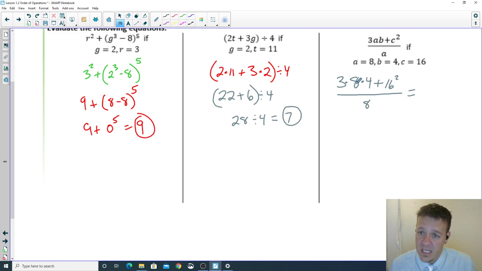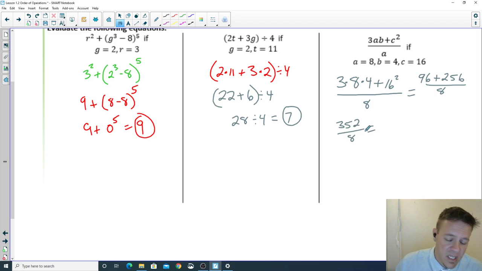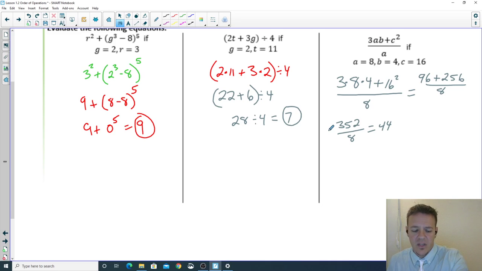I were to go 3 times 8, that's 24 times 4 is 96, and then it's plus 16 squared, which would be 16 times 16 is 256, all divided by 8, you end up with 352 divided by 8, which comes out to be 44. That's a calculator one. So please make sure you guys use it when you need to, and you go from there.